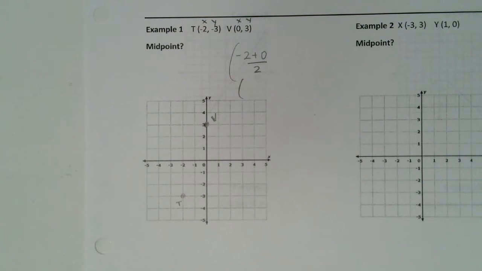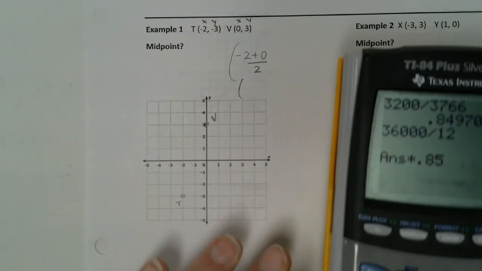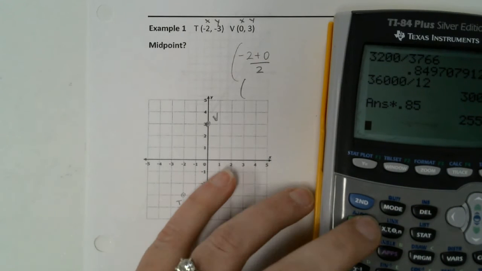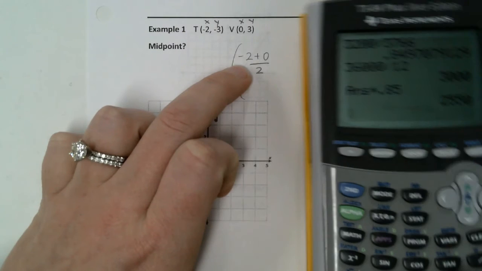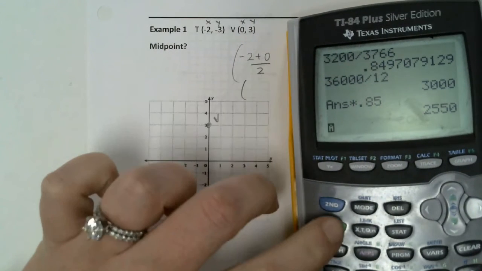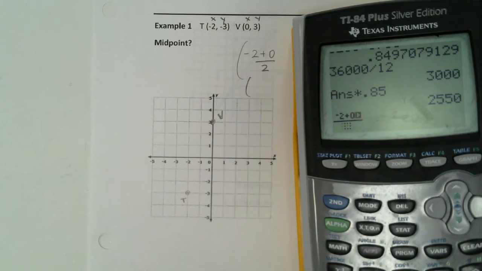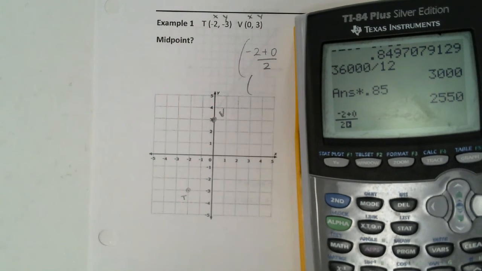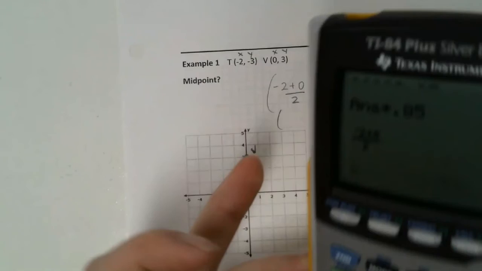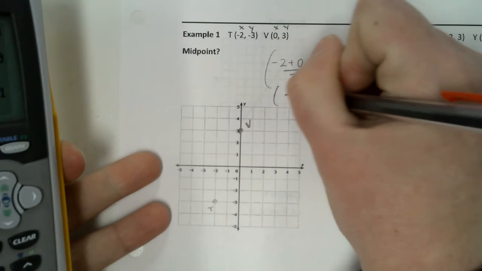Everybody know how to type that in the calculator? You should. Okay, so to type this in, this is basically a fraction. To type in a fraction, you do alpha, y equals, hit enter, -2 plus 0, and then divided by 2. And it gives you -1. That means my x coordinate is -1.